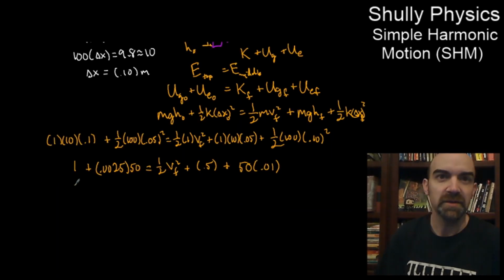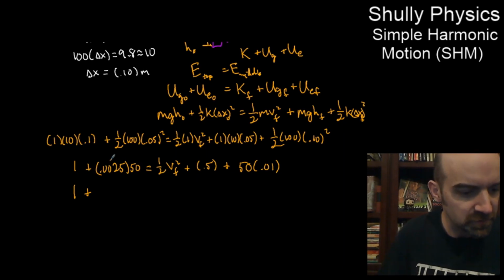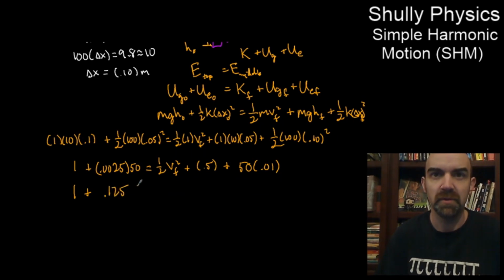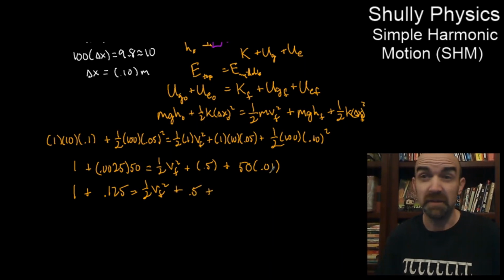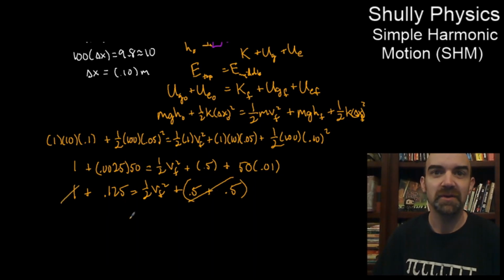Do some more math. Got 1 plus 50 times 0.0025. You get that right? 50 times 0.0025, 0.125. Just a little bit of algebra here. We got plus a half. And 50 times 0.01 is still another a half there. Oh, look at this. Half plus a half is 1. Subtract 1 from both sides. Those two cancel. We're down to 0.125 equals half VF squared.